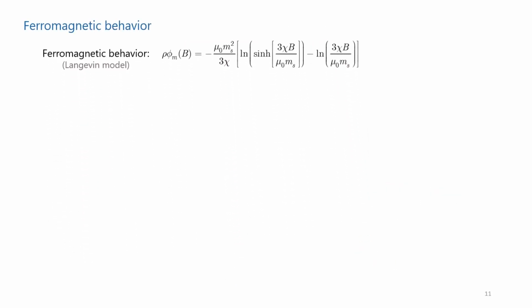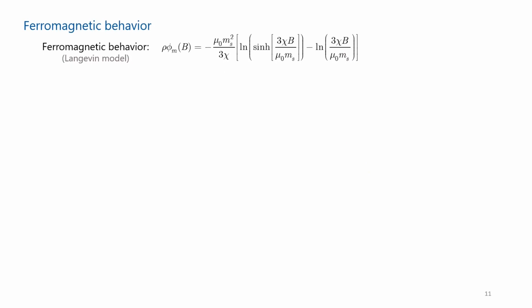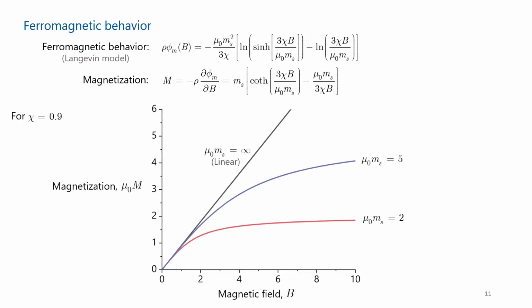Let's look at the magnetic behavior of this model. From the magnetic energy, we evaluate the magnetization, which is a function of magnetic field B. From the plot, we can see that when the magnetic saturation is infinite, the magnetization increases linearly with the magnetic field. However, for smaller values of saturation, we can see a nonlinear response, and the curves approach the saturation values at larger magnetic fields, like the red curve approaching the value of 2.